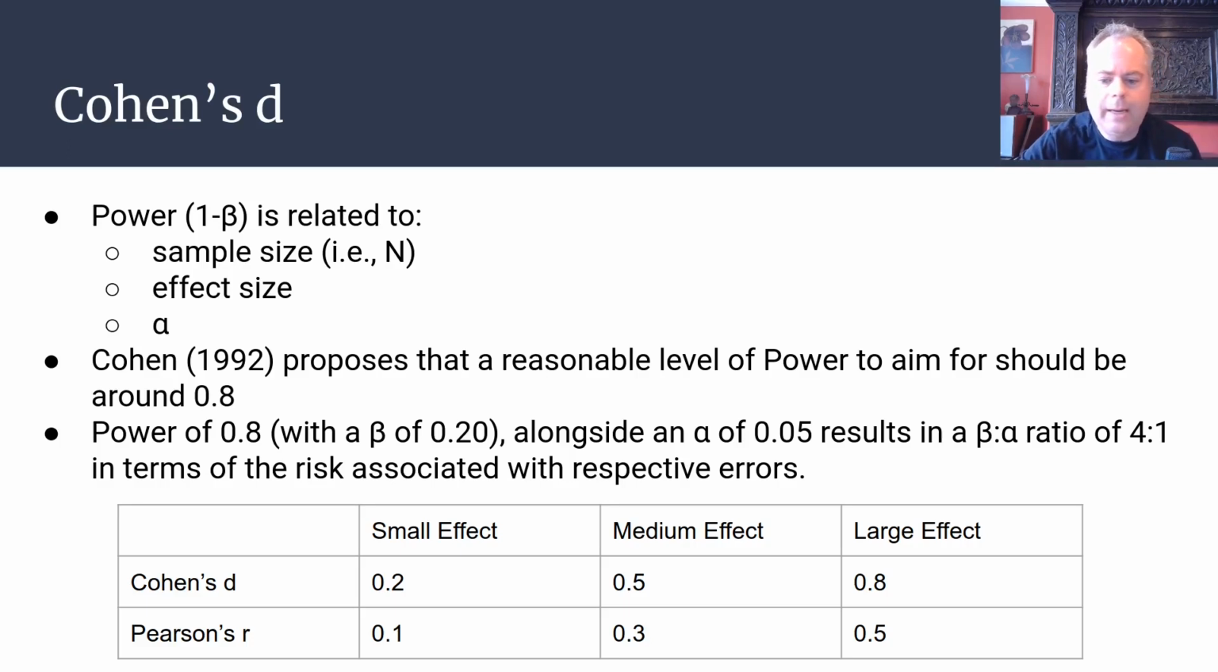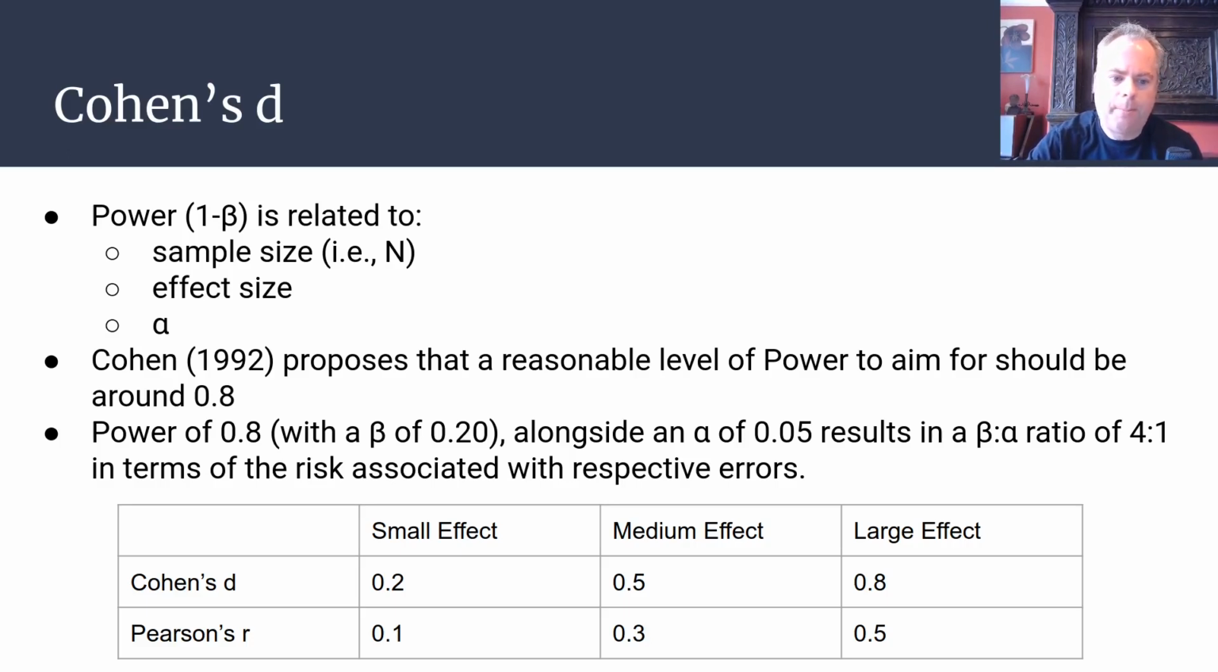So one of the, I guess, most commonly used measures of effect sizes is Cohen's d. There are some issues associated with Cohen's d, but it's used quite widely. So I'm just going to talk a little bit about it at this point. So power, which we mentioned earlier, is related to 1 minus beta. So power is actually related to three separate things.